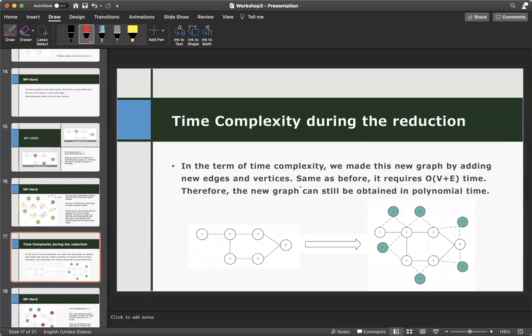Before we continue, we need to figure out the time complexity of the reduction. It's pretty straightforward. We made a new graph by adding new edges and vertices. So same as before, it requires big O of V plus E time. Therefore, the new graph can still be obtained in polynomial time, not a big change.